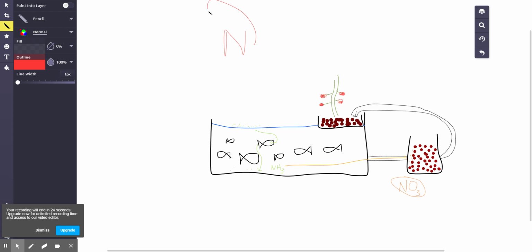And remember, it goes around and around, and it happens repeatedly over and over again, which is very different from energy flow. But this is nitrogen, and it is one of the cycles that we're going to talk about.